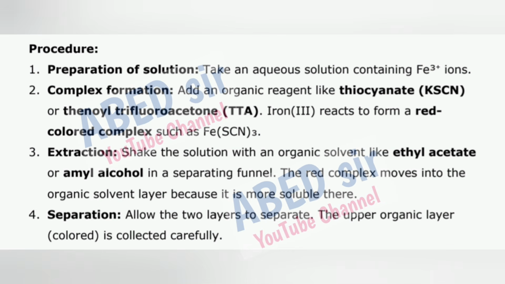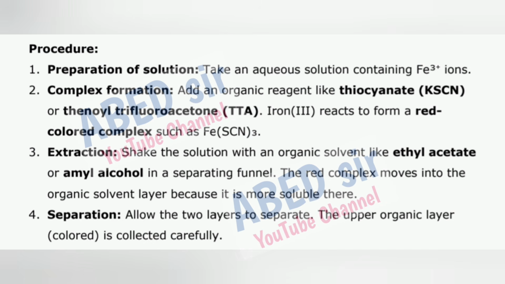Procedure: 1. Preparation of solution. Take an aqueous solution containing Fe3+ ions. 2. Complex formation. Add an organic reagent like thiocyanate, KSCN, or phenol trifluoroacetone, TTA. Iron 3 reacts to form a red-colored complex such as Fe(SCN). 3. Extraction. Shake the solution with an organic solvent like ethyl acetate or amyl alcohol in a separating funnel. The red complex moves into the organic solvent layer because it is more soluble there.